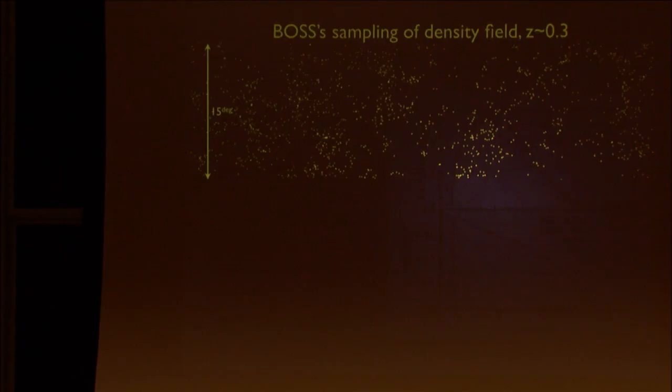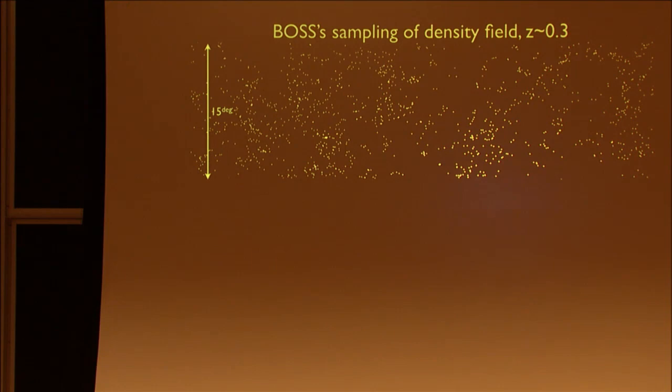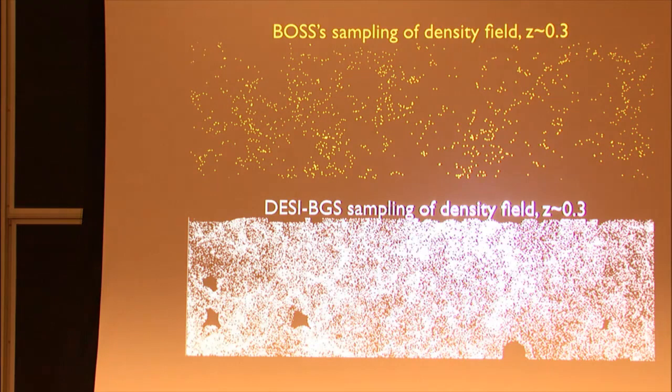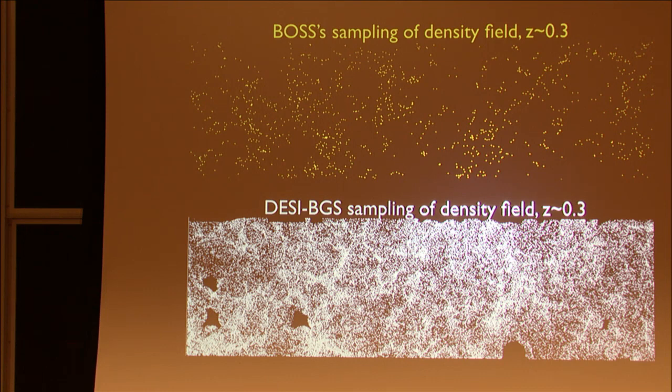Just to hammer this home, this is what BOSS tells us the galaxy density field looks like in a narrow redshift slice, with redshift along the line into the plane of the board here, just a 15 degree by 40 degree patch of sky in low z. And when we get done with the BGS, this is what it's going to look like. So it's going to be a wonderful upgrade in our mapping of the cosmic web all the way out to about a redshift of 0.4. This is a really good cosmological tool.